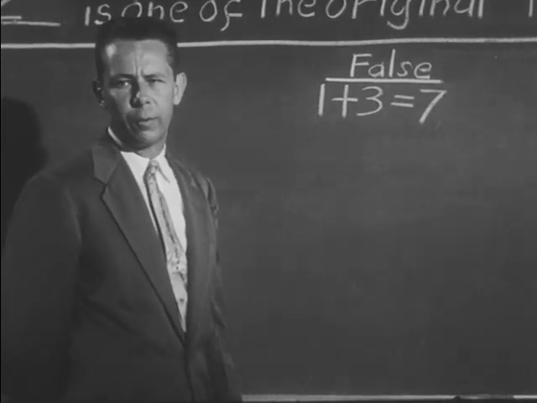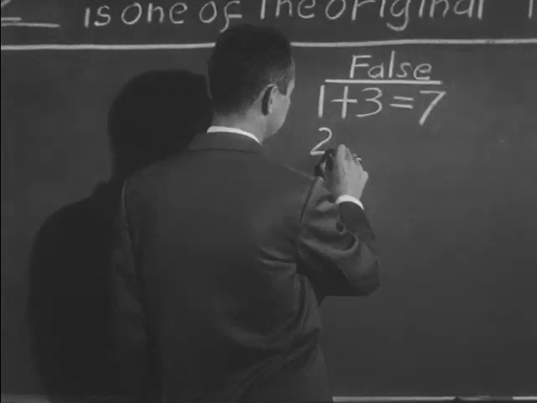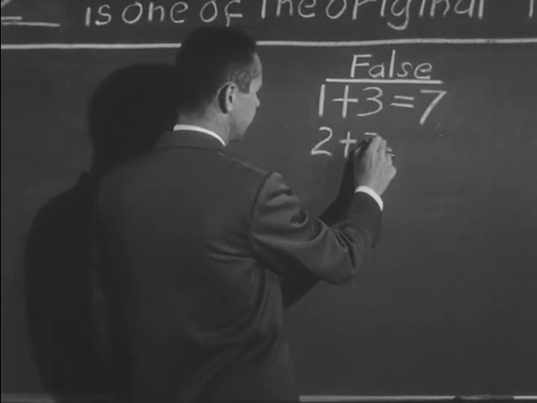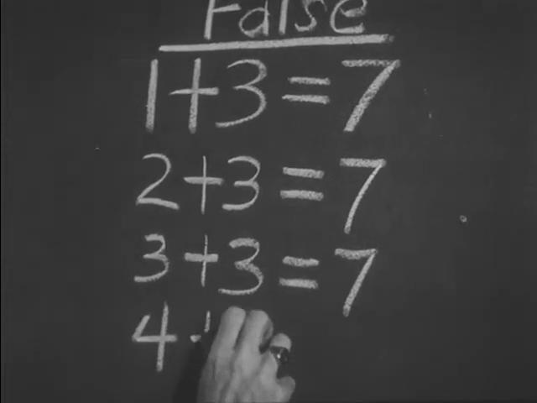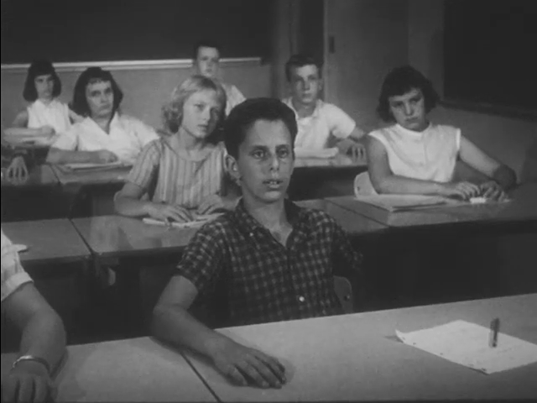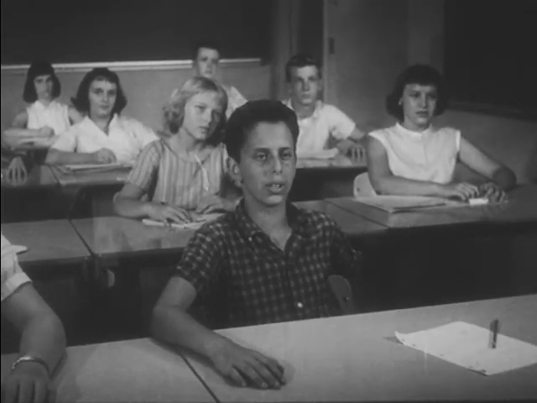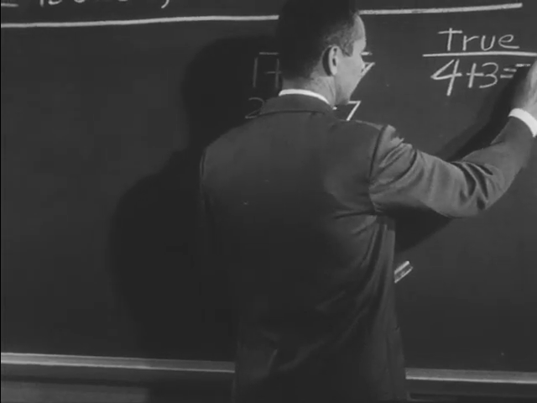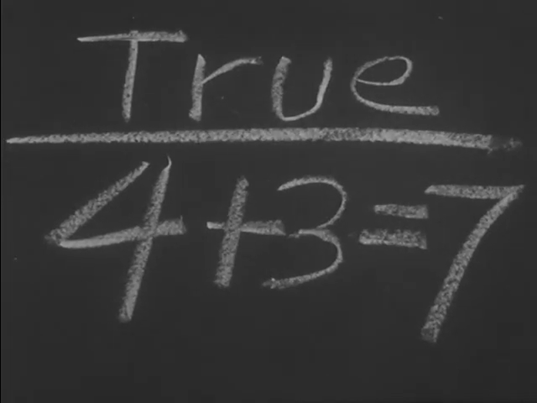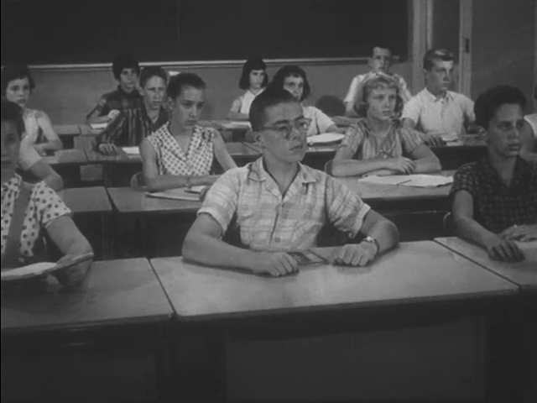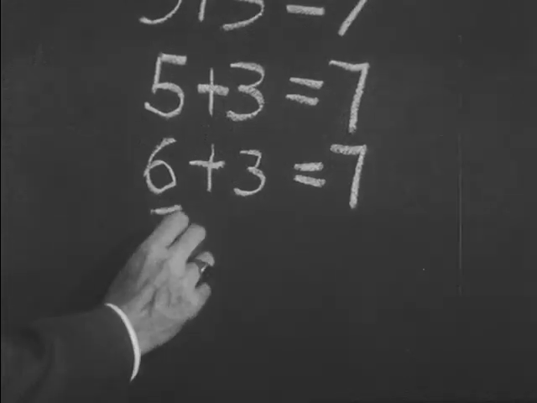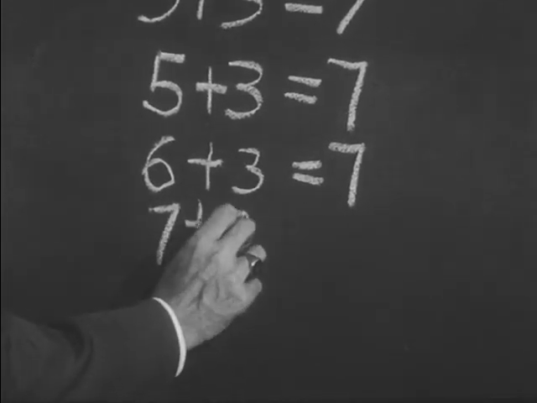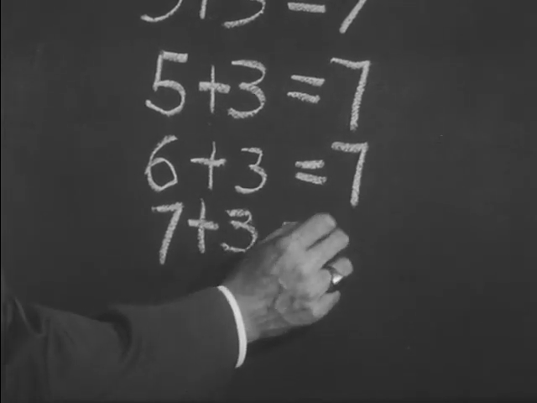Let's keep all the false statements in one column, shall we? Mr. Mewiney has his class substitute values from the universal set. 4 plus 3 equals 7. Now that's true, Mr. Mewiney. A new column is made up for the one true statement, 4 plus 3 equals 7, and then the class continues until it has substituted all possible values from the universal set.